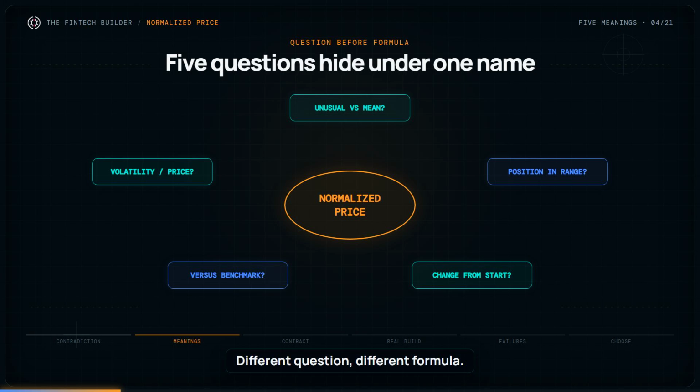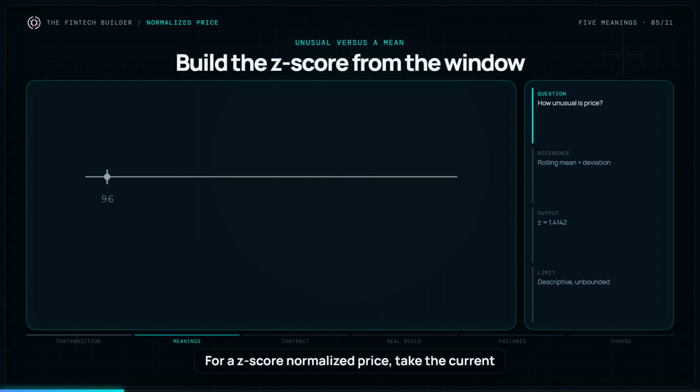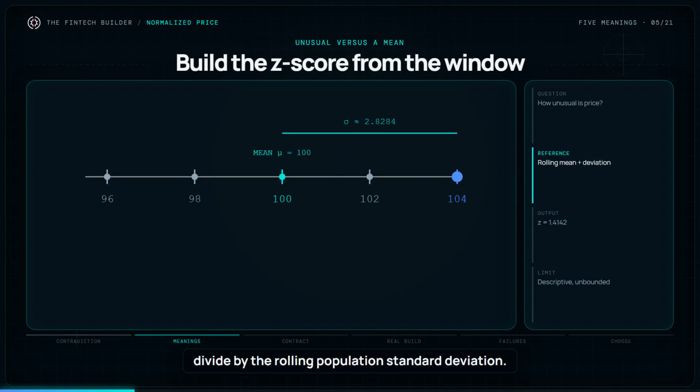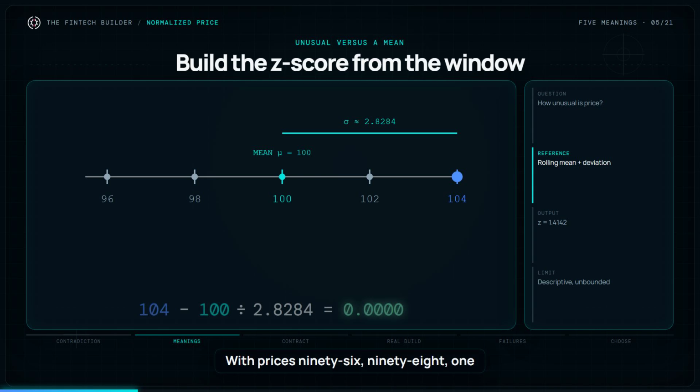Different question, different formula. For a z-score normalized price, take the current price, subtract the rolling mean, then divide by the rolling population standard deviation. With prices 96, 98, 100, 102, and 104, the mean is 100 and the standard deviation is about 2.83. The latest price therefore has a z-score of about 1.41, roughly 1.4 rolling standard deviations above its 5 observation mean.